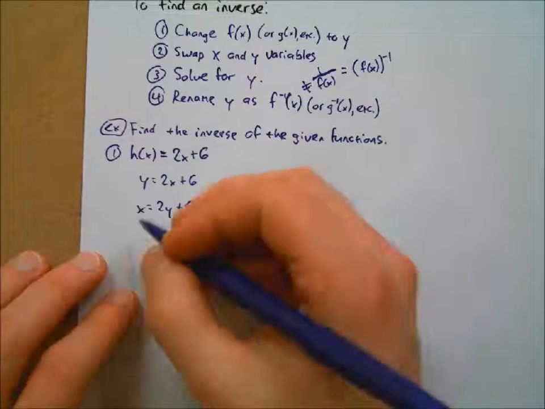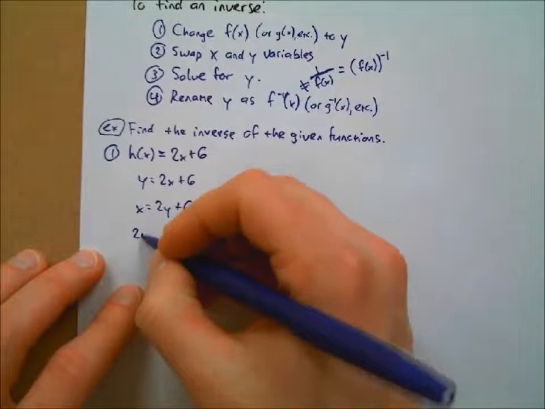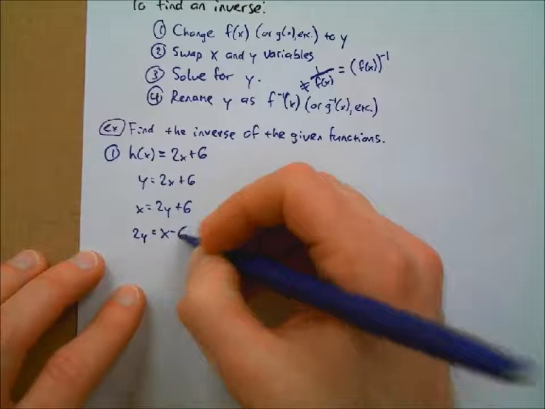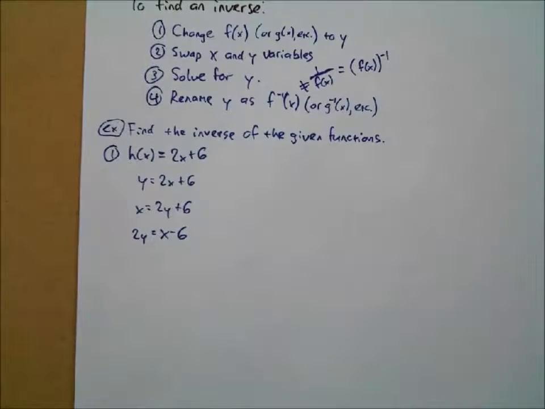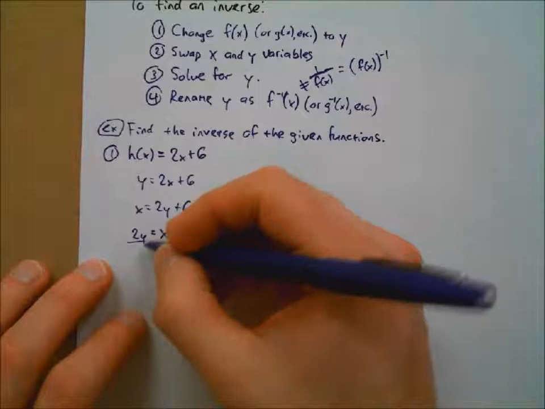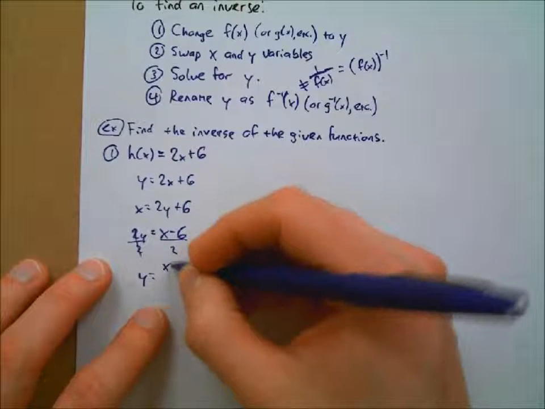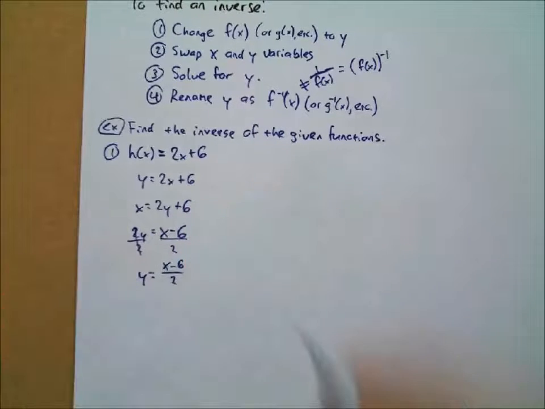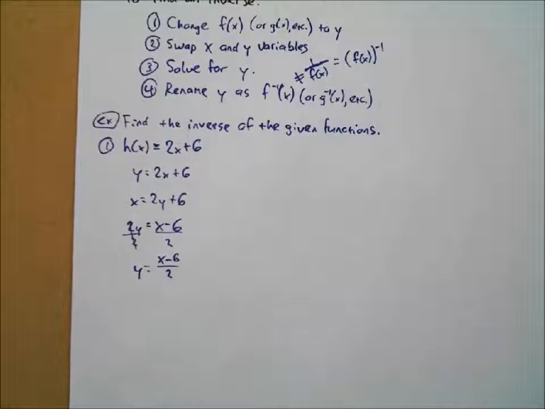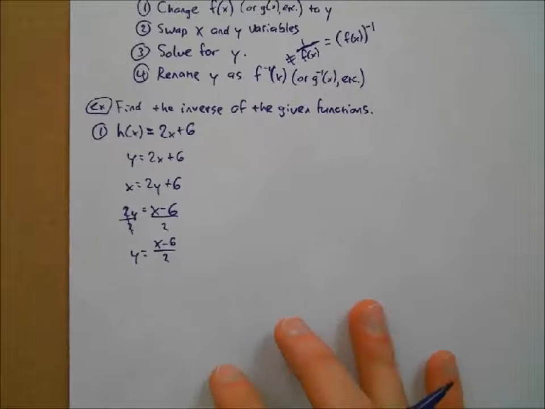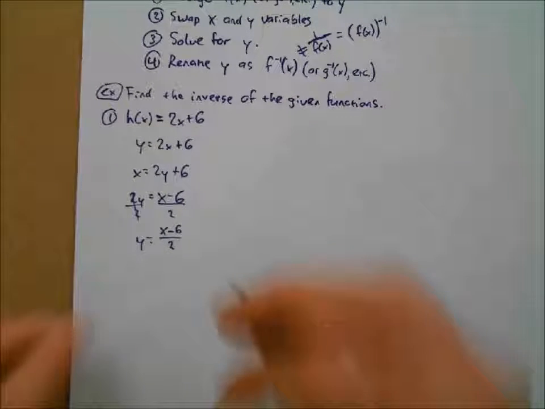So we'll solve by subtracting 6 on both sides here. Get 2y equals x minus 6. And then divide both sides by 2. So we get y equals x minus 6 over 2. Which you can leave that way if you want to, but that's kind of a weird form. We can rewrite this instead.